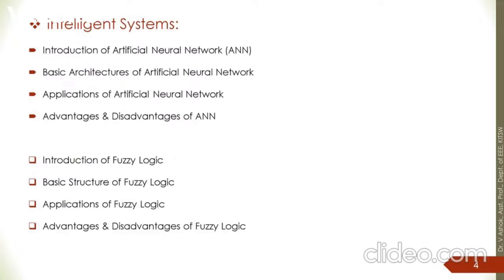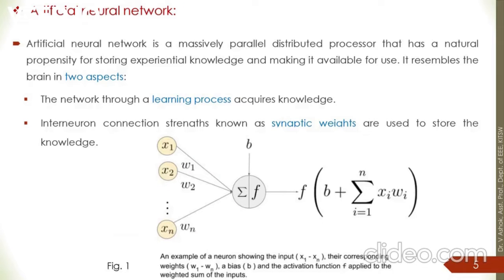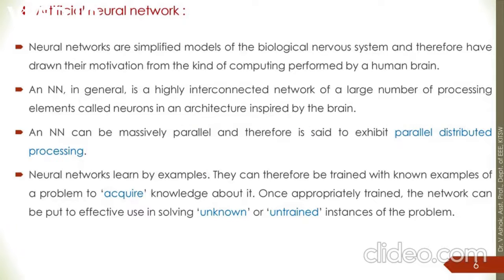We study about genetic algorithm and particle swarm optimization. So the intelligence system is ANN. What is the basic architecture, applications, advantages, disadvantages, and introduction of fuzzy logic, basic structure. What are the advantages and disadvantages in artificial neural networks? The inputs are assigned x1 and the output is assigned y, with weights w, we can process that equation and we can solve it.